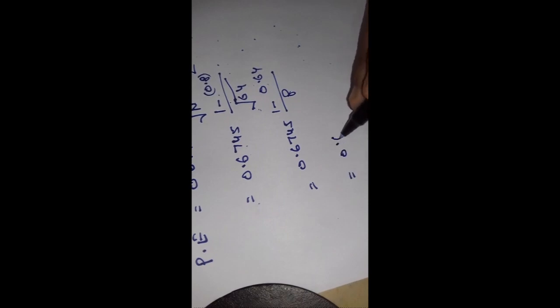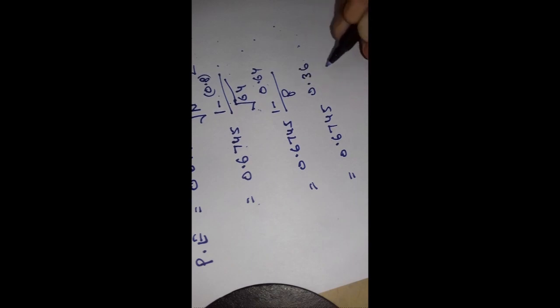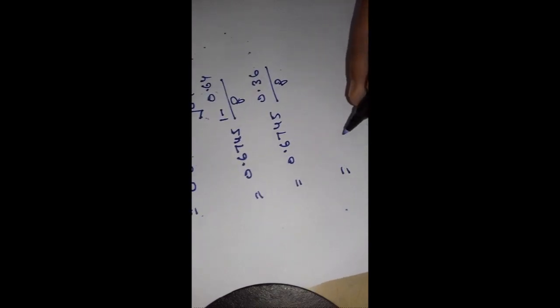Afterwards, 0.6745 times (1 minus 0.64), which is 0.36, divided by 8. 0.36 divided by 8 is 0.045. So 0.6745 multiplied by 0.045 gives the value 0.0303. So this is the probable error which we obtained.